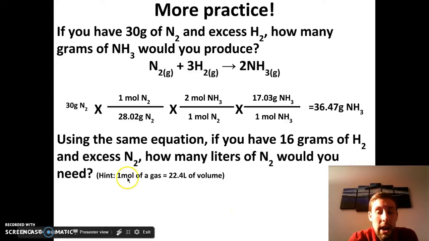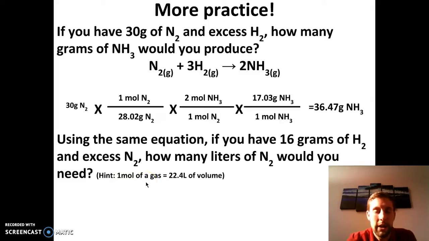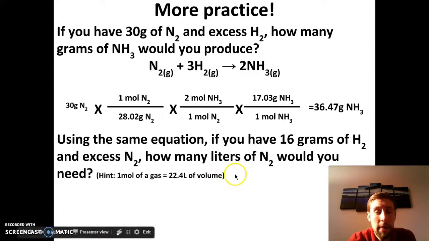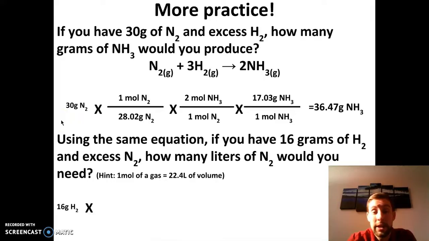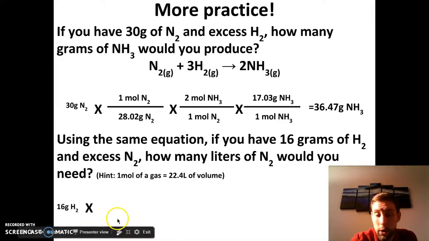Now note, you'll need to know this fact. You might want to write it down. 1 mole of any gas at standard temperature and pressure, we'll get to that later, equals 22.4 liters of volume. So we'll need that partway through this problem. Again, we start with what we're given, 16 grams of hydrogen gas. We need to cancel grams of H2, so that'll go down here. We can only turn grams into moles, so moles of H2 goes on top.